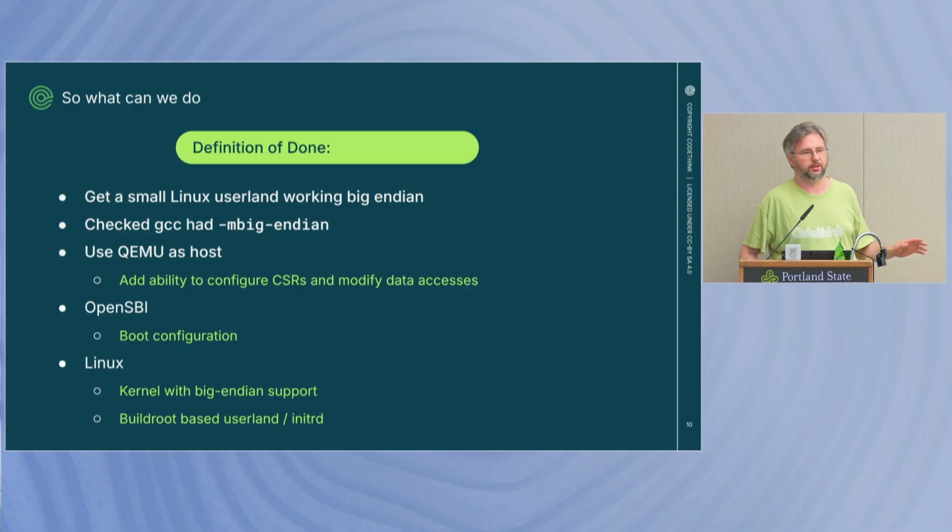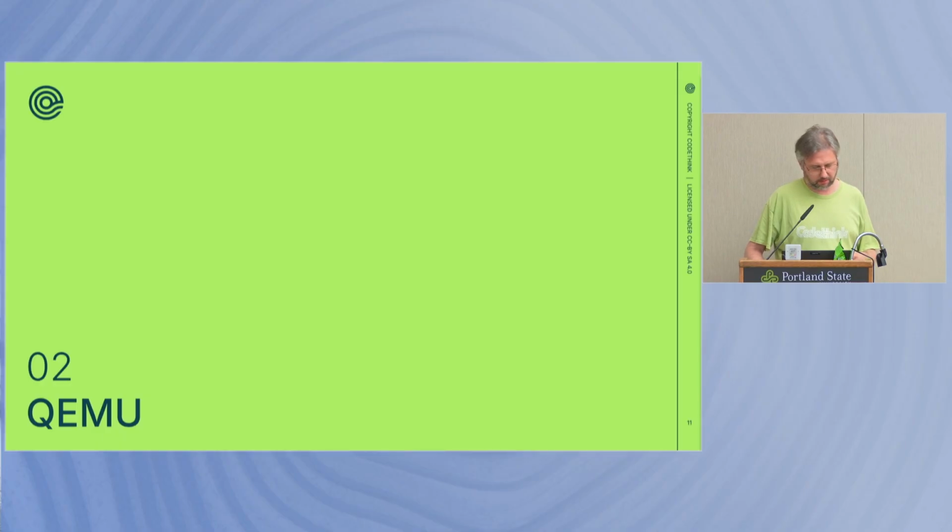We'll use QEMU because nobody's done this, so nobody's actually shipping any silicon. And we'll use OpenSBI to get the boot going, so we'll need to do some modifications there to get the endianness set up. And then Linux, obviously the kernel may need some changes, and really just to build something simple, we went for Buildroot.